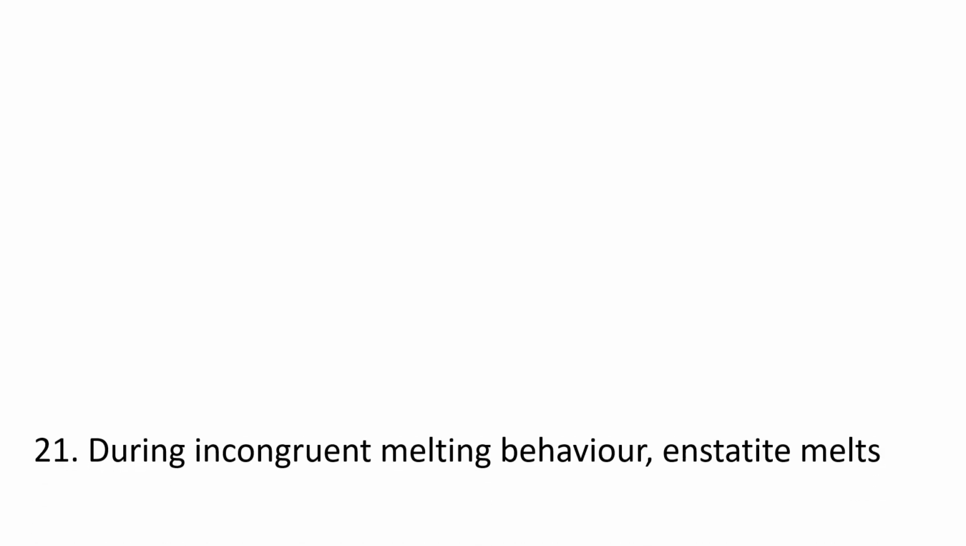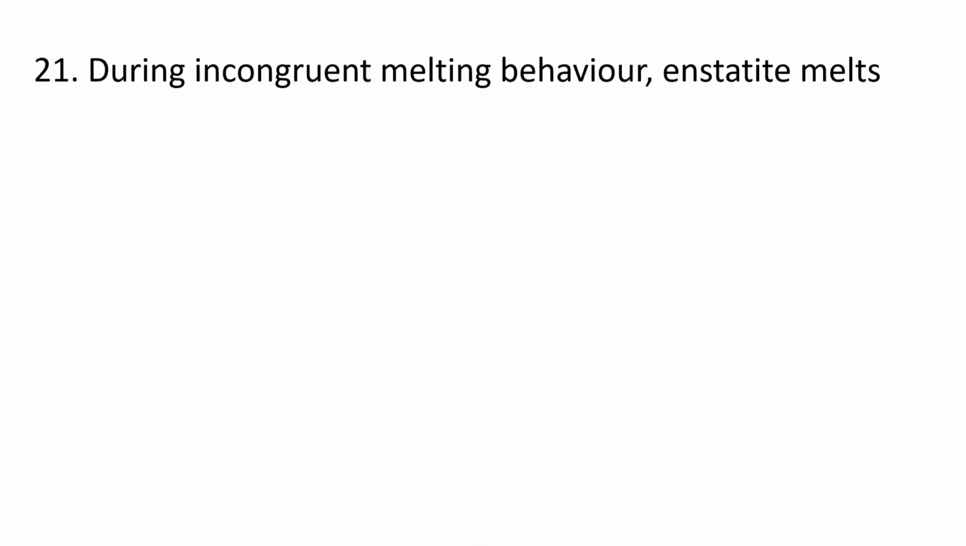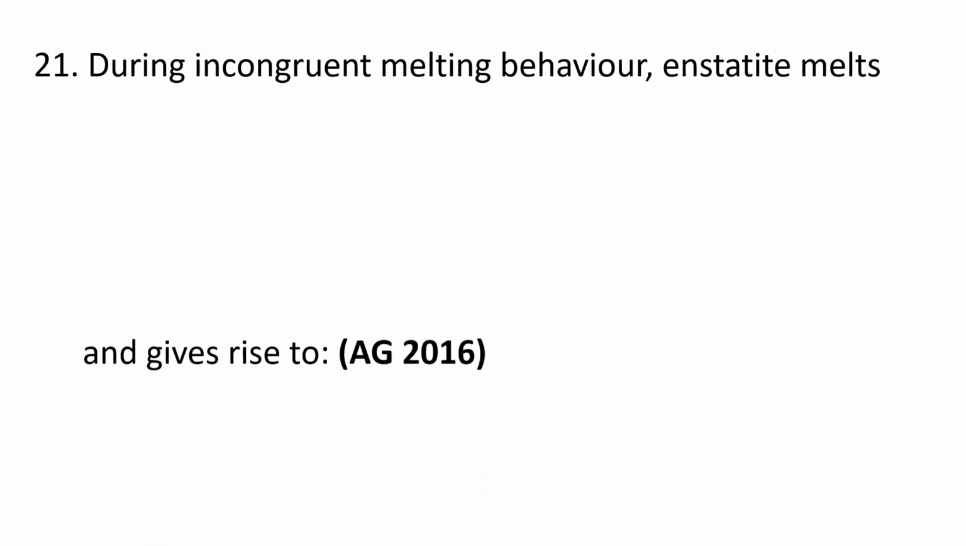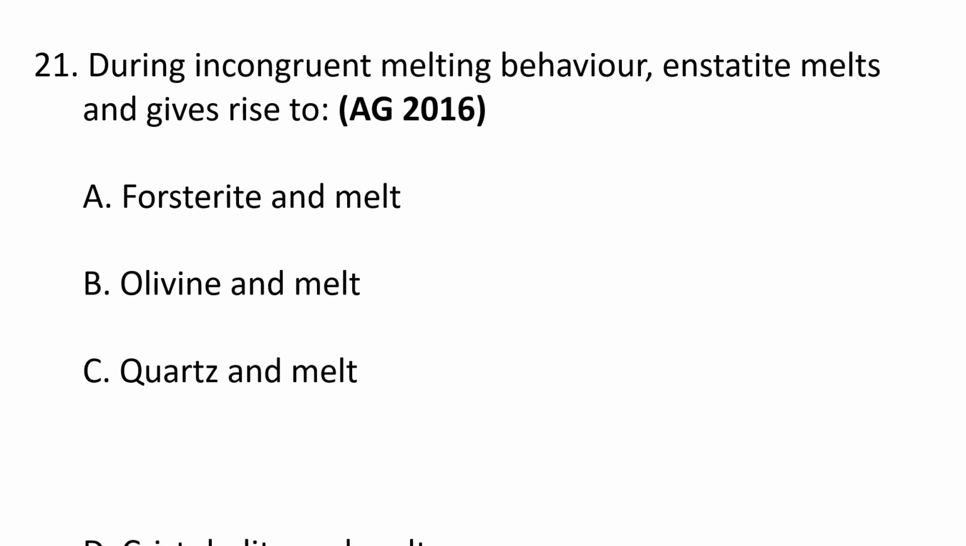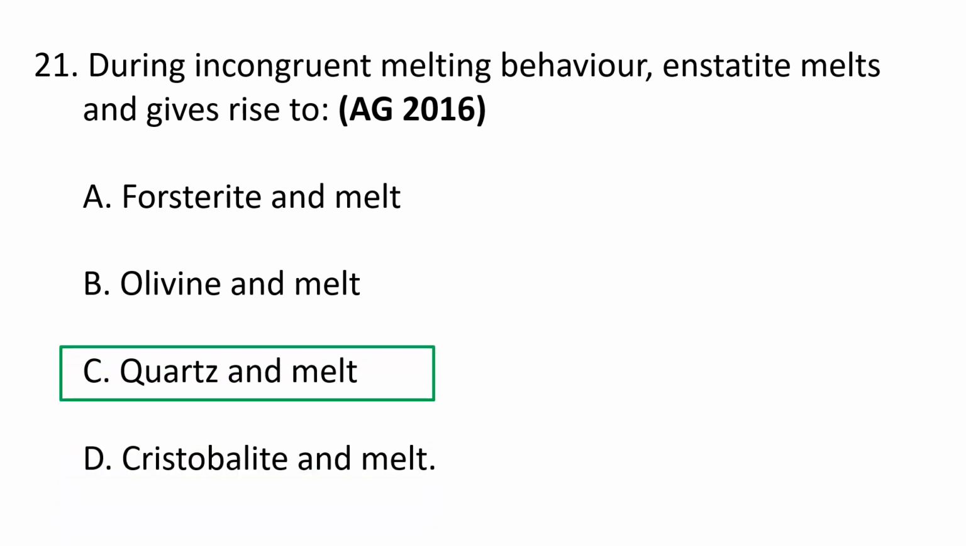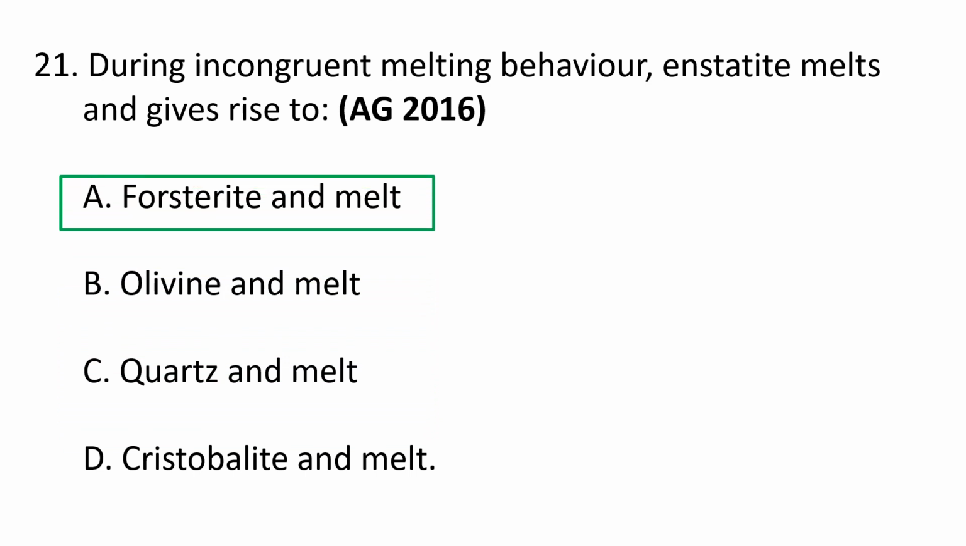21st question. During incongruent melting behavior, enstatite melts and gives rise to A. Forsterite and melt, B. Olivine and melt, C. Quartz and melt, D. Cristobalite and melt. The correct answer is A. Forsterite and melt. Forsterite is a variety of olivine.